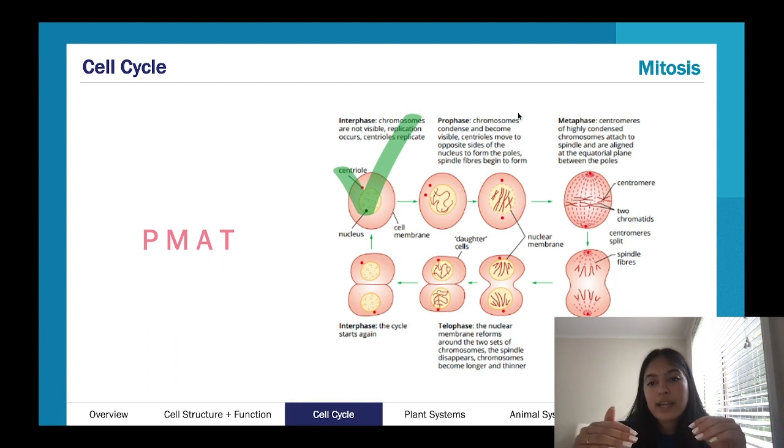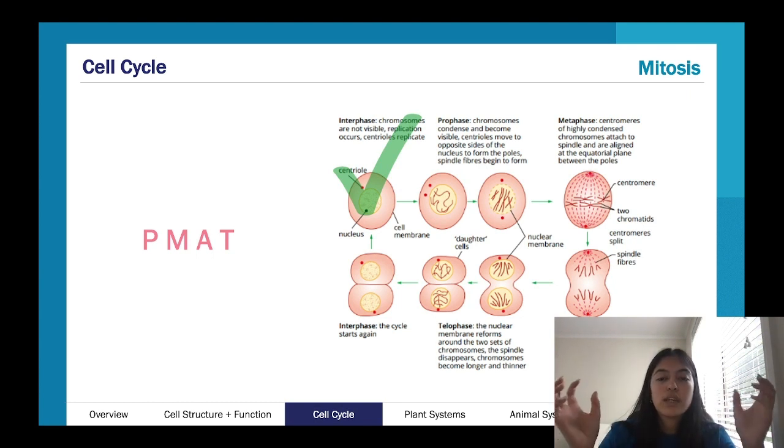Then in metaphase, think of M for middle. So we're lining up along the middle of the cell, as we can see here. We have our little spindles. You can think of spindle fibers, and those will attach to the middle of the chromosomes. So that's what we're thinking about in metaphase. Think about middle. We're lining up.